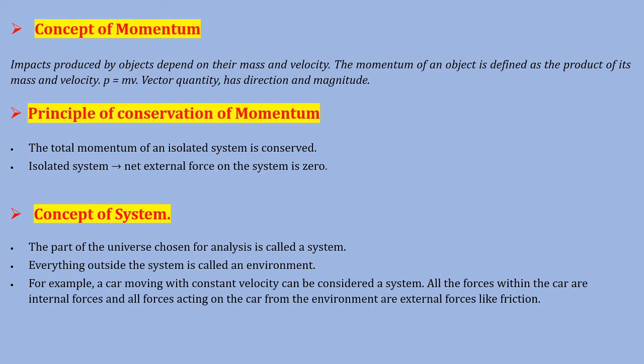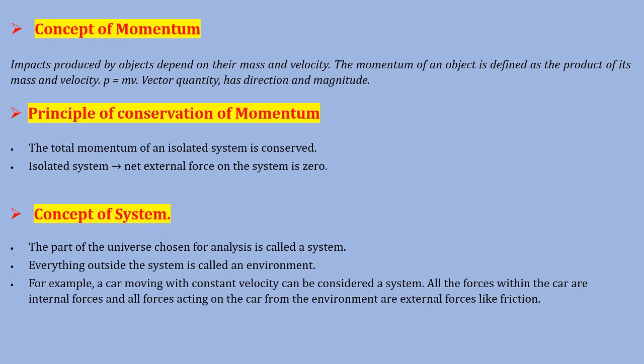Now, what do you mean by an isolated system? I have stated that the total momentum of an isolated system is conserved. An isolated system is such a system where the net external force is zero. Now, what is a system? You may ask me. The part of the universe chosen for analysis is called a system. Remember that. Everything outside the system is called environment. So the part which is chosen for analysis is the system, and everything outside that part is known as environment.